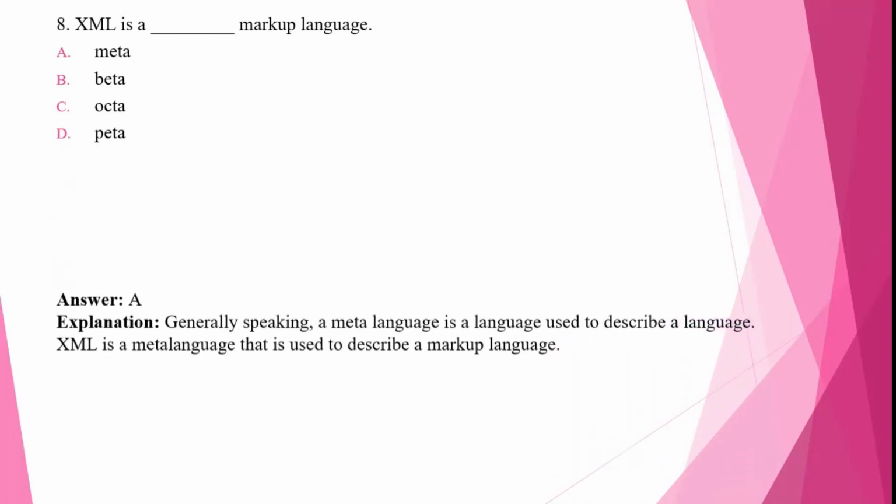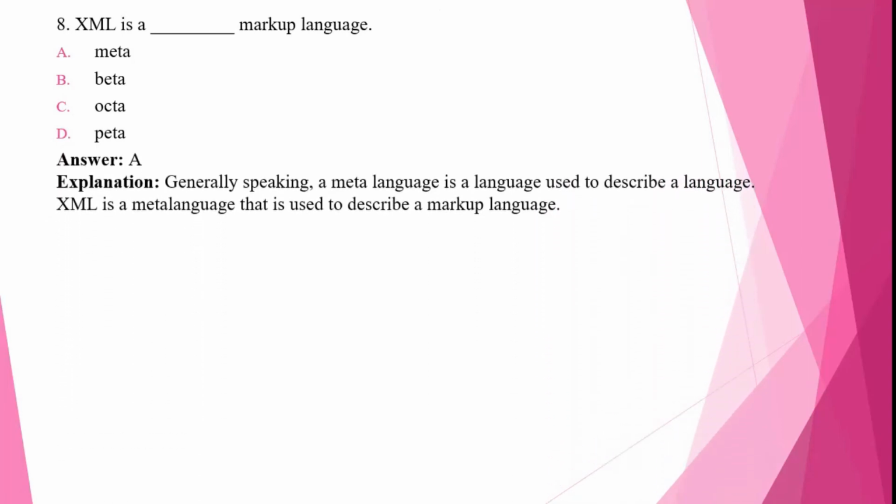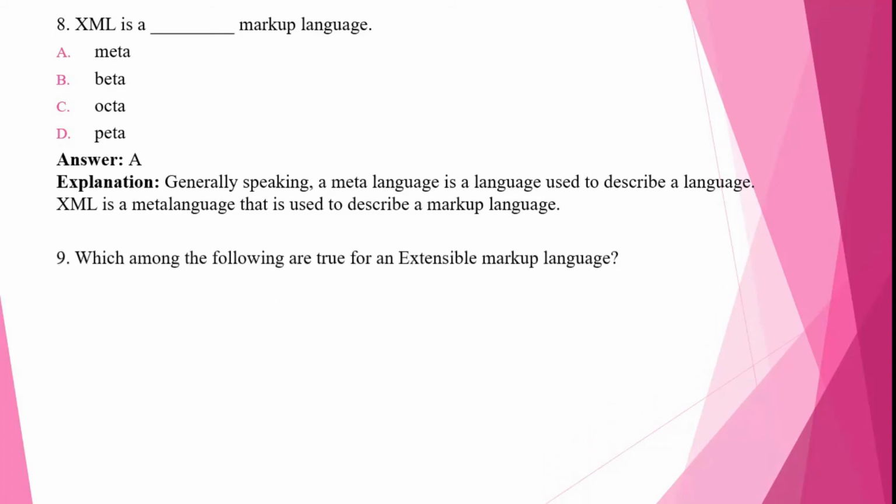Next one, XML is a dash markup language. Which kind of language is XML? Options are meta, beta, ota, and the last one, peta. So basically the right answer is A, that is meta. Generally speaking, a meta language is a language used to describe a language. XML is a meta language that is used to describe a markup language. Okay, next question.